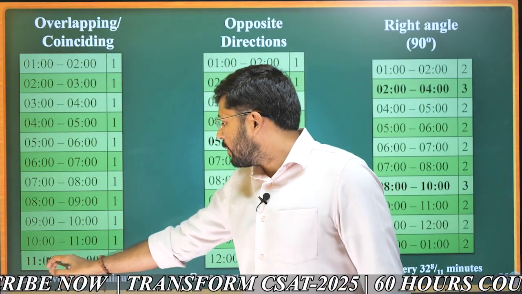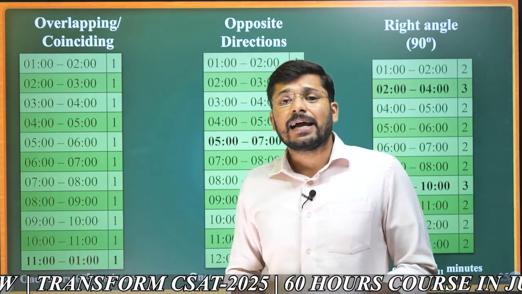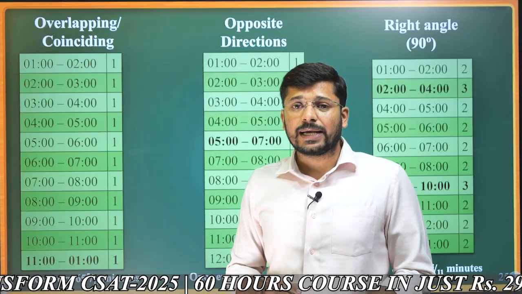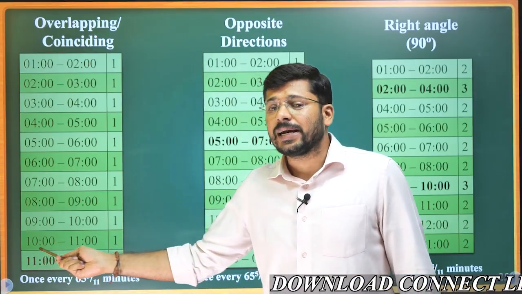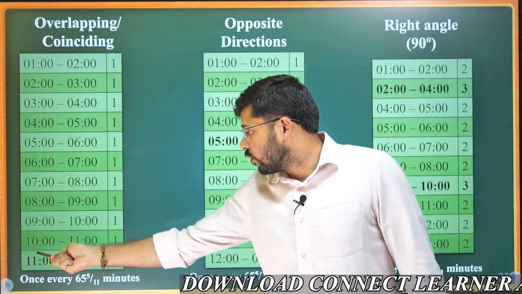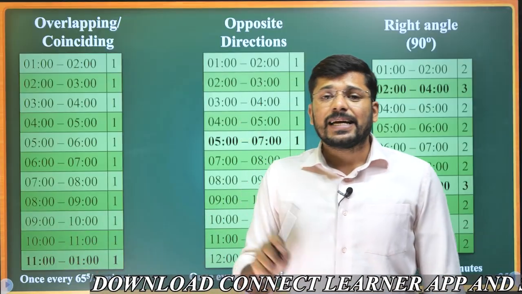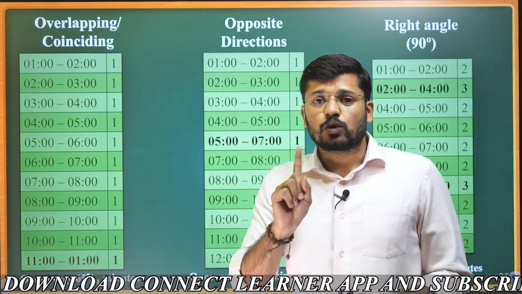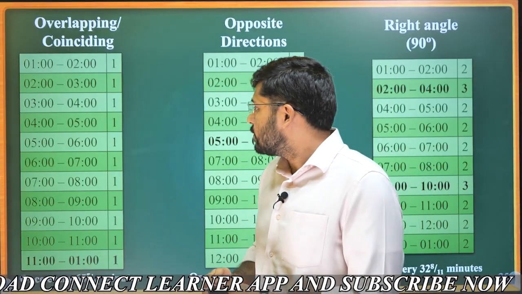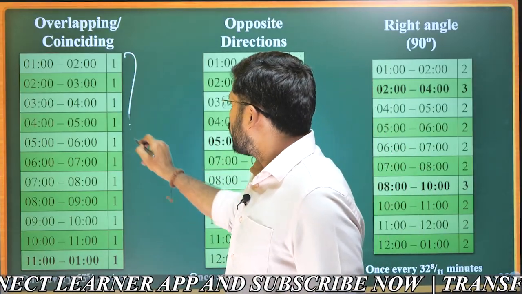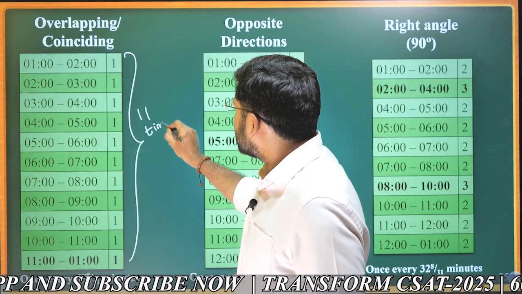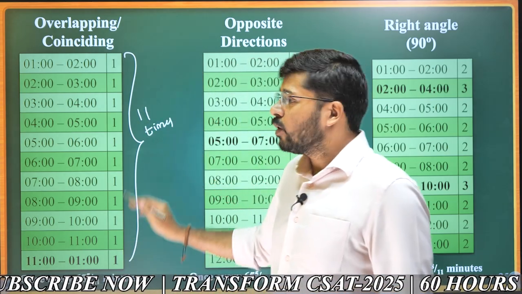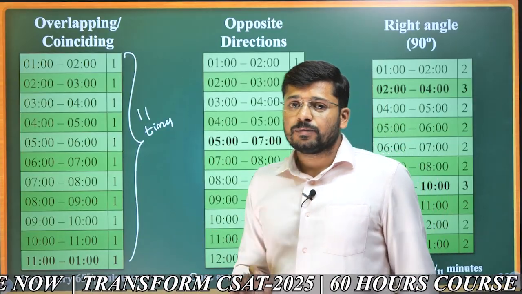Because from 11 to 1, the coinciding happens at 12 o'clock exactly, and 12 o'clock belongs to both the 11 to 12 period and the 12 to 1 period. So from 11 to 1, the coinciding is not counted twice, it is counted only once. Because of this, how many times does the coinciding happen in 12 hours? It is only 11 times, because we lose one number here, so totally 11 times overlapping occurs.